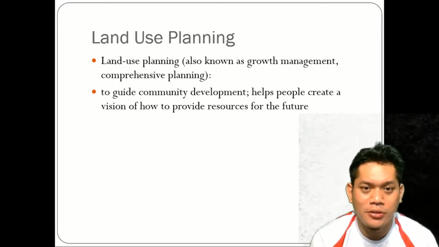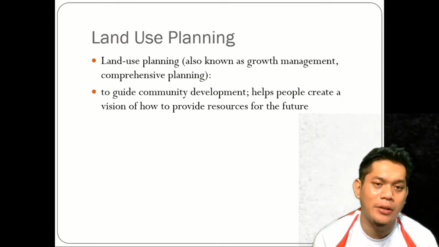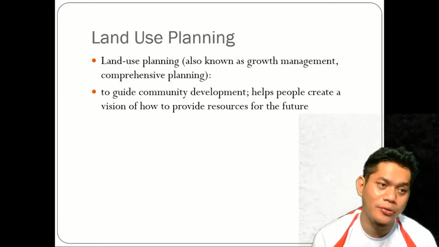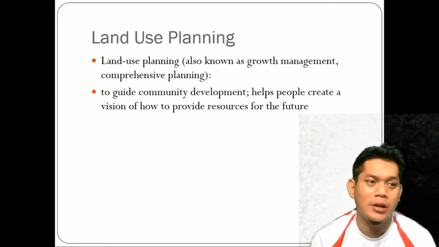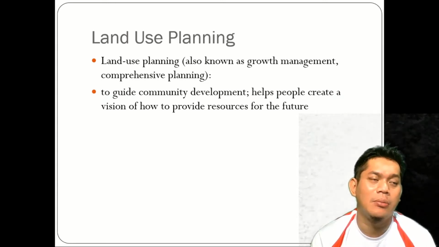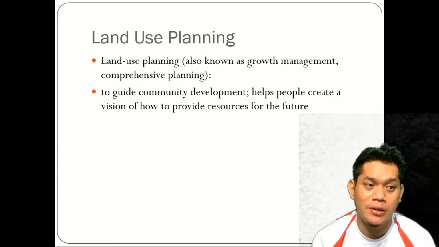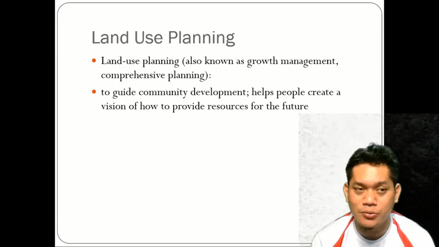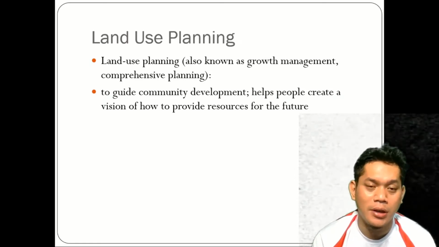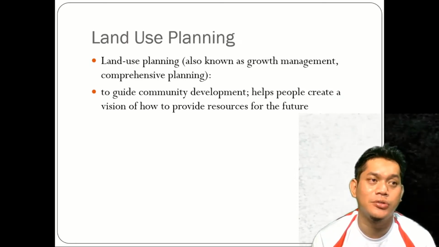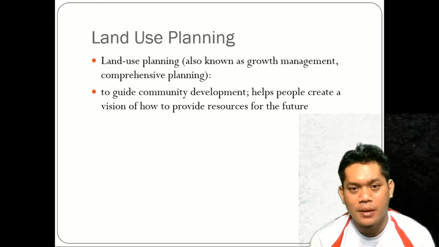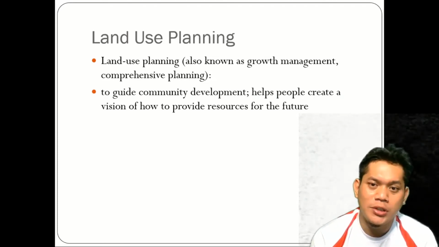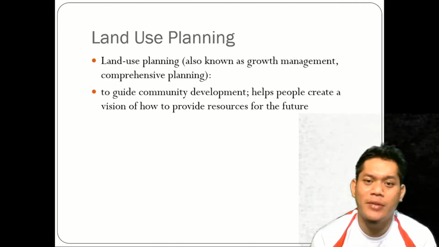Land use planning is basically how we plan the uses of the land due to human population growth and development growth, how we manage it, and how we come up with comprehensive planning, where comprehensive involves the environment, nature, animals, resources, renewable and non-renewable, and also society. Land use planning is to guide community development, which helps people create a vision of how to provide resources for the future.